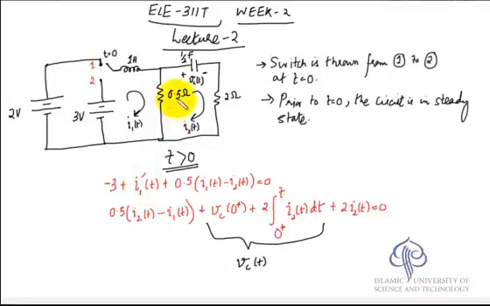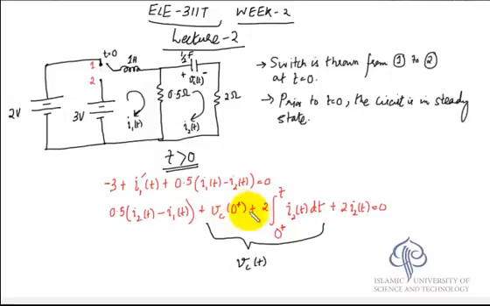Similarly for the second mesh, I start from this point. This is 0.5 in the direction of the mesh current, the current in this is I2(t) minus I1(t), and then plus Vc(t), Vc(t) is a drop, plus I2(t) into 2 ohms. And now this Vc(t), the whole drop across the capacitor, can be broken down into this integral plus this initial voltage as we have seen before.